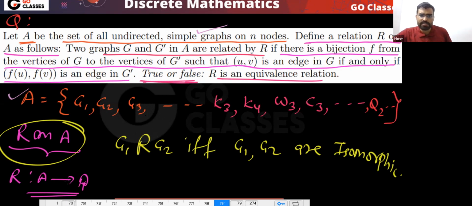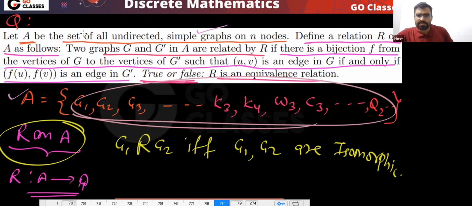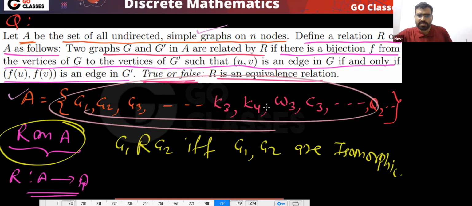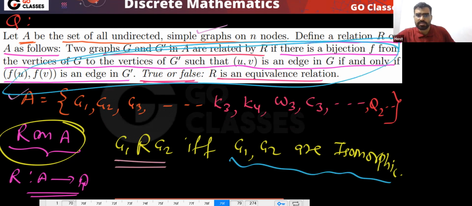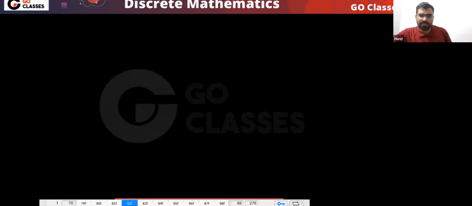It means that these graphs are related to each other. G1 is related to G2 if and only if G1 and G2 are isomorphic, because this is the definition of isomorphism. So finally, now tell me, can I say graph isomorphism is an equivalence relation? Can I say this is reflexive?